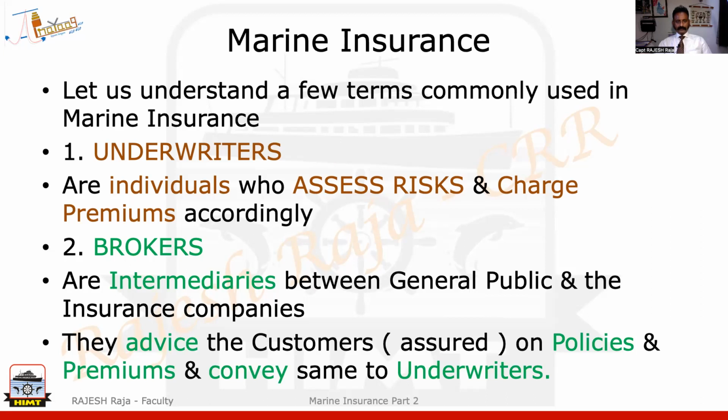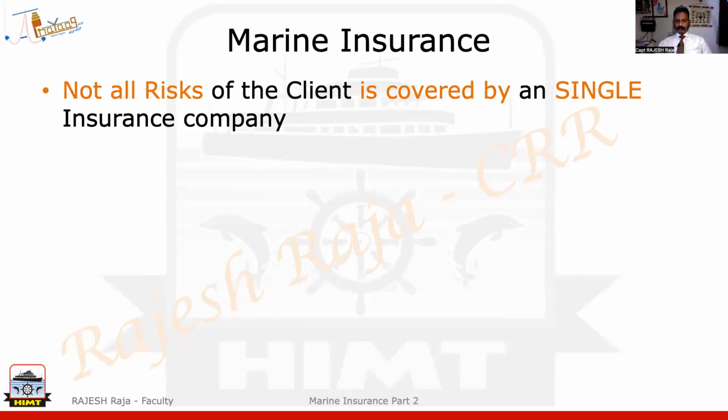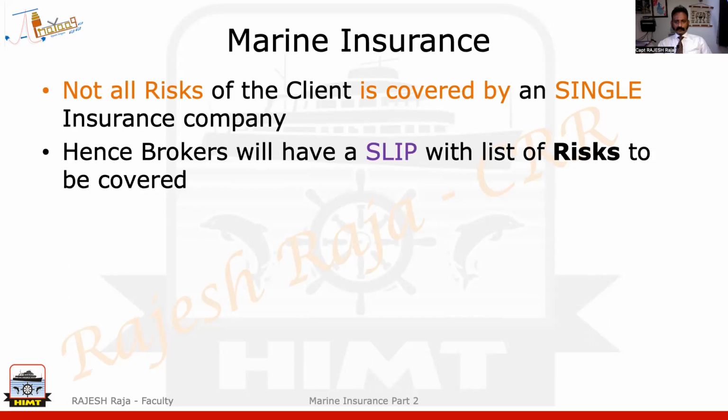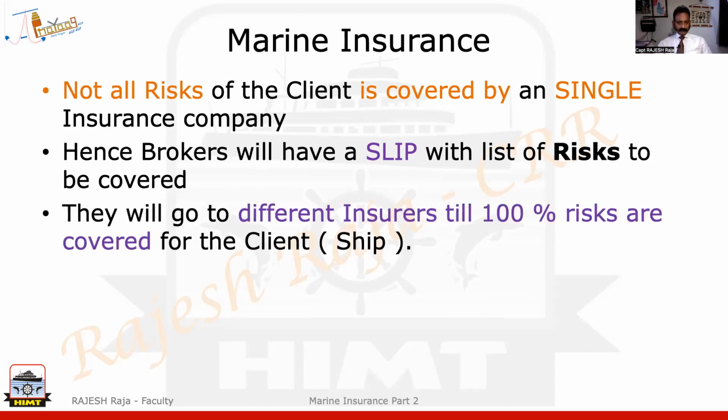Now, you realize one thing. A broker cannot go and get the full cover of your property or the risk from a single insurance company. He may get it, he may not get it. So what does he do? This is where the concept of a slip comes in. A slip is nothing but a note where he notes down all the risks you want covered. Then he keeps going to different insurers so that he can cover 100% of the risk. This is how normal broking and insurance happens.